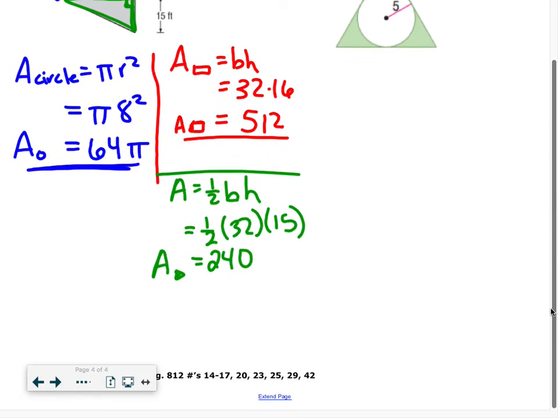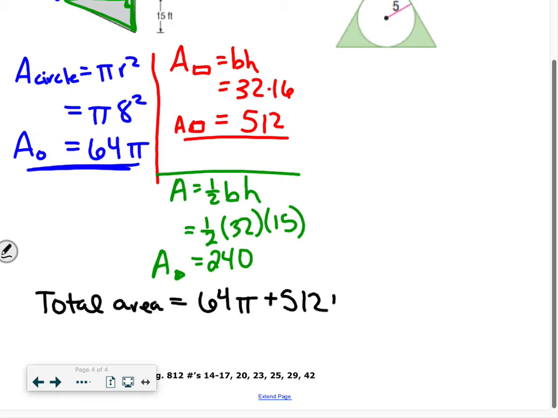Now we want the total area, so all we're going to do is add those together. So in your calculator, 64 pi plus 512 plus 240, and we should get about 953.1 feet squared for the area of the entire figure.